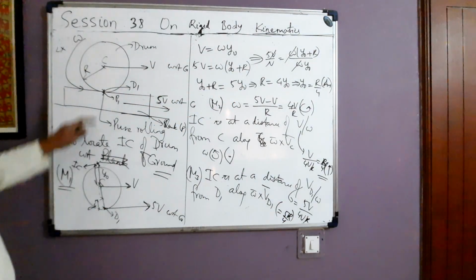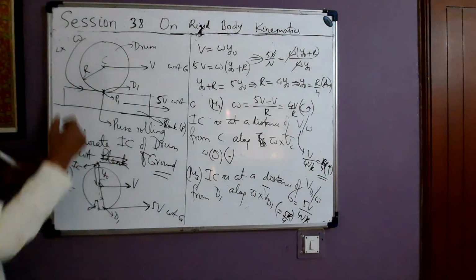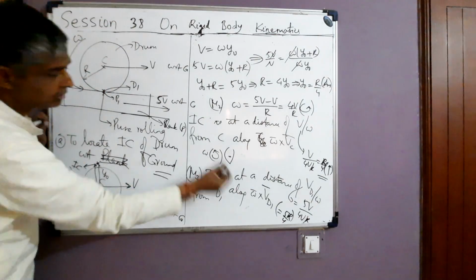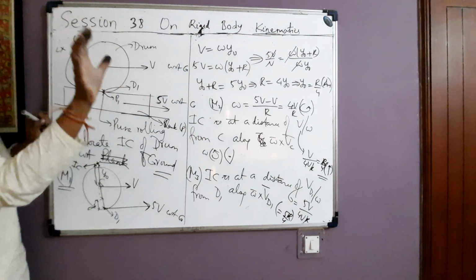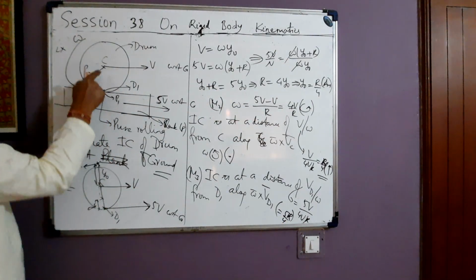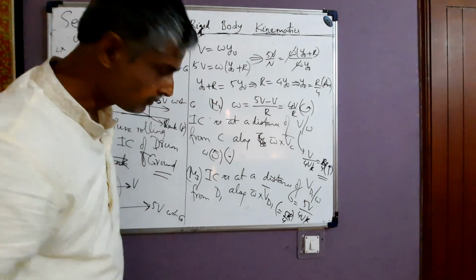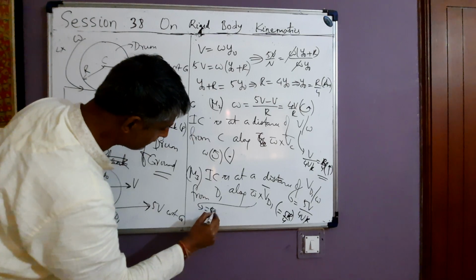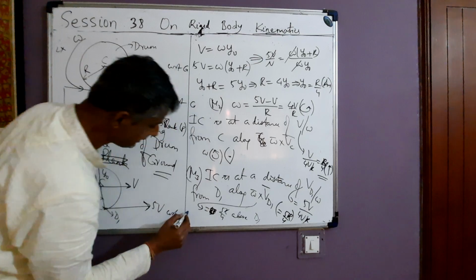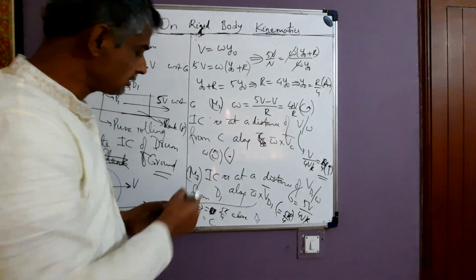That is the distance of IC from D1. Now in which direction? Along the direction omega cross VD1. Omega is anti-clockwise, so the direction of omega is outward. VD1 is rightward. Omega cross VD1 is upward. So 5r by 4 above D1. That is 5r by 4 minus r above C, that is r by 4 above C. Same answer as we obtained by other methods.